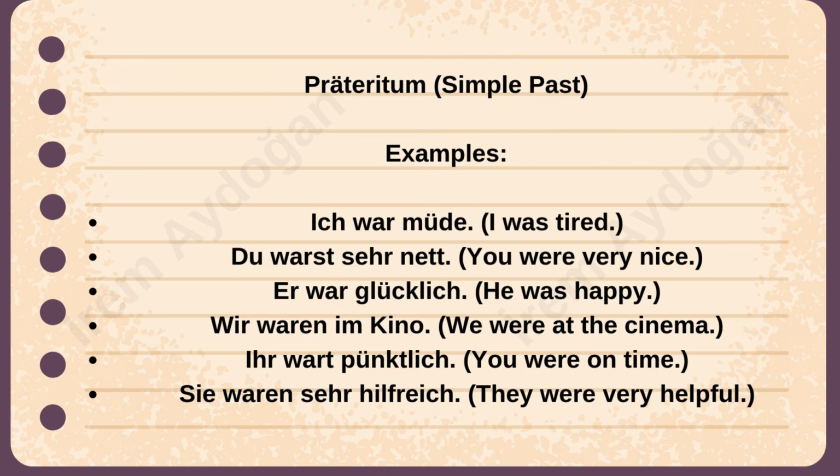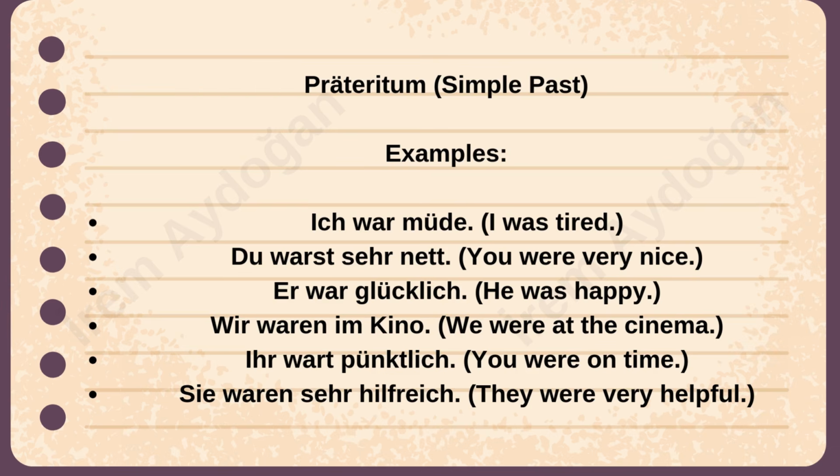Be careful: wir waren, er war, sie war, es war, du warst, ich war. And the next examples: ihr wart pünktlich, you were on time; sie waren sehr hilfreich, they were very helpful. It is to be in the past in Präteritum tense.